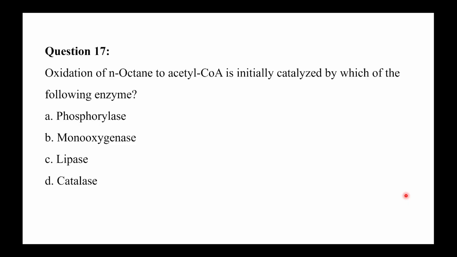Oxidation of N-octane to acetyl coenzyme A is initially catalyzed by which of the following enzymes? Options are option A phosphorylase, option B monooxygenase, option C lipase, and option D catalase.